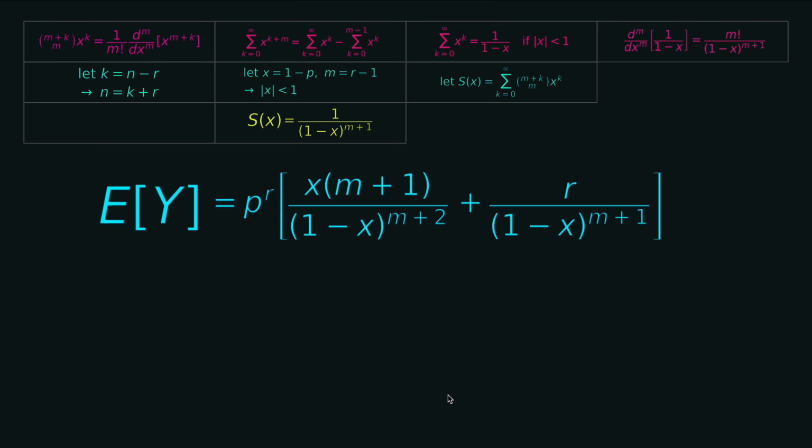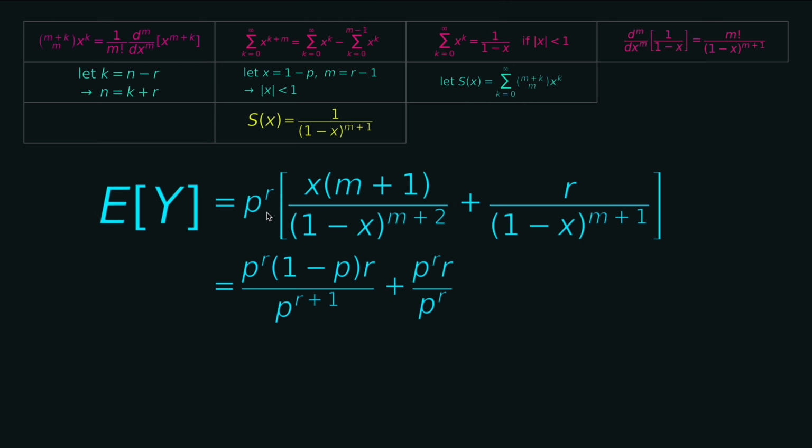Okay, now we can go back to our substitution up here. x is 1 minus p and m is r minus 1. So that's going to simplify things quite a bit. The x is going to be 1 minus p. m plus 1, well, that's just going to be r. And then r stays, and then this m plus 2 is going to be r plus 1, and this m plus 1 is just going to be r.